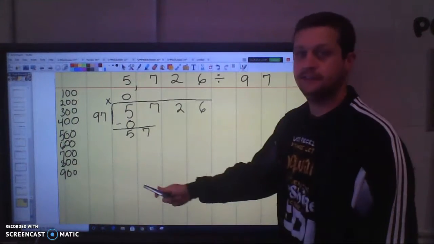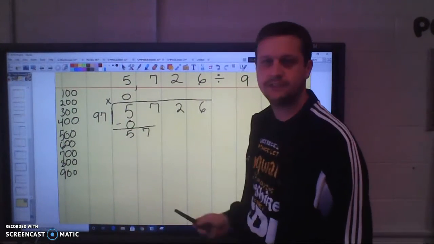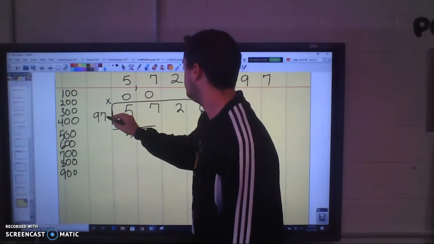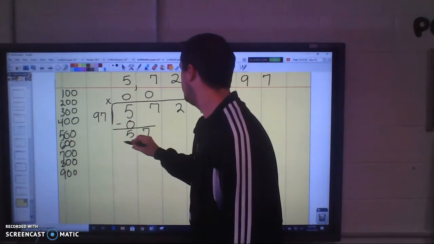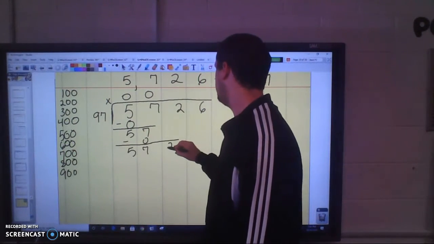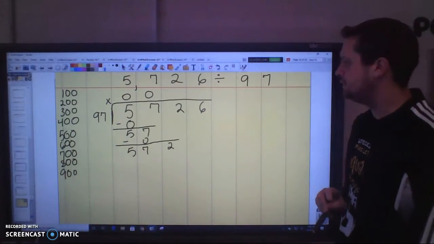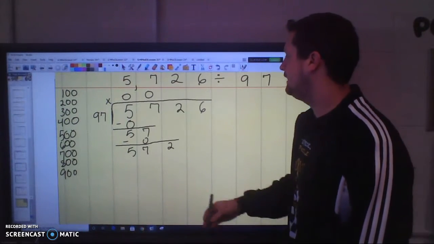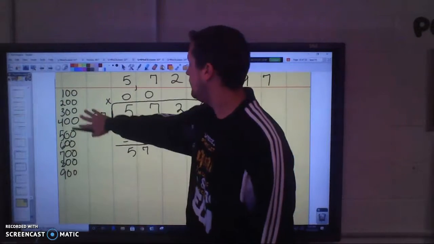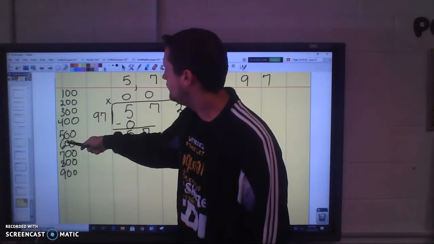Well, we estimated a 3-digit number. This is only 2 digits. 97 can't go into 57. 97 times 0. Subtract them. So now we have 572. 572 divided by 97. But remember, we're estimating, so we did 1, 2, 3, 4, 5, 6.